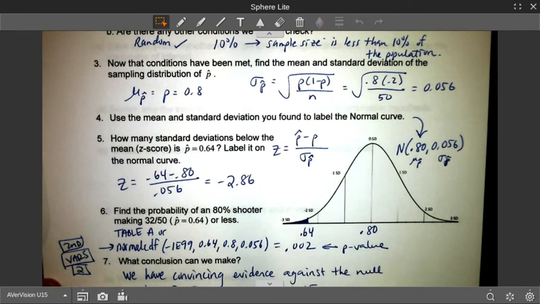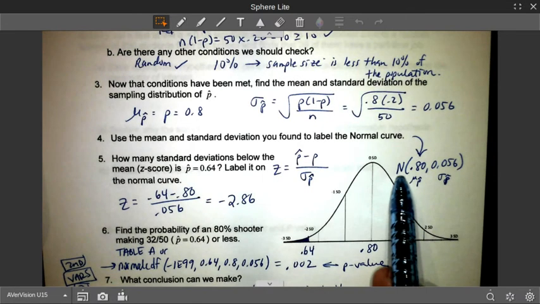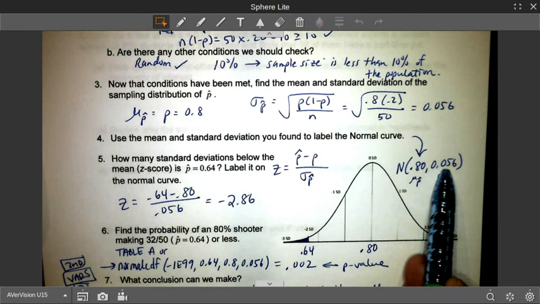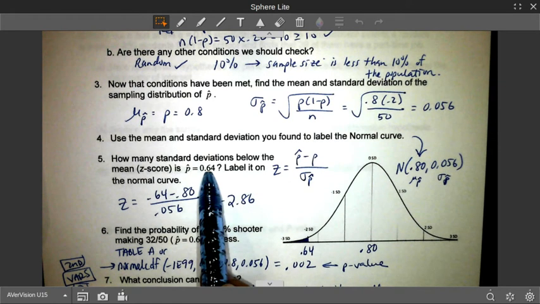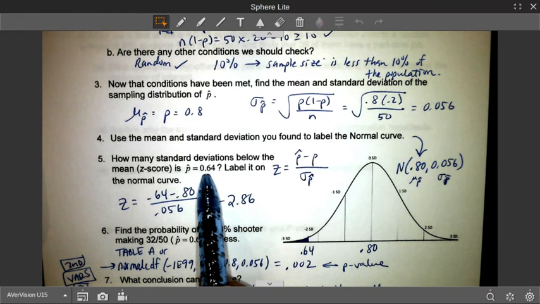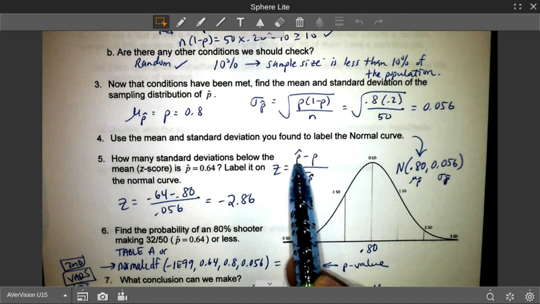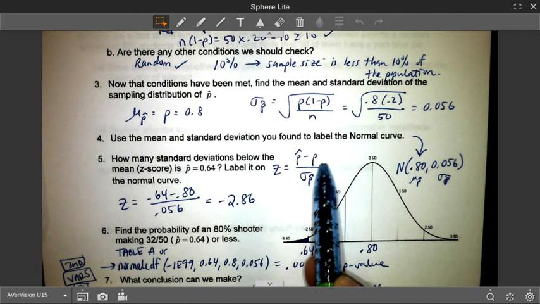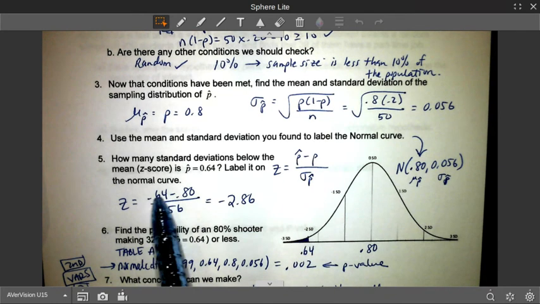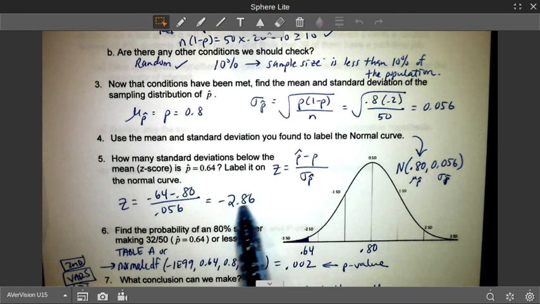Moving down to 4, 5, and 6 here. In 4, we're going to label our normal curve here. So n for normal, this is our mean 0.8, and the standard deviation that we just found, 0.056. We're going to see how many standard deviations below the mean is our 64% that she made. So we're going to find our z-score. That'll be the value we have, that 64% minus the proportion we're given, that 0.8, over the standard deviation we just found. So there's your 64% minus your 0.8 over 0.056. That gives us approximately negative 2.86.